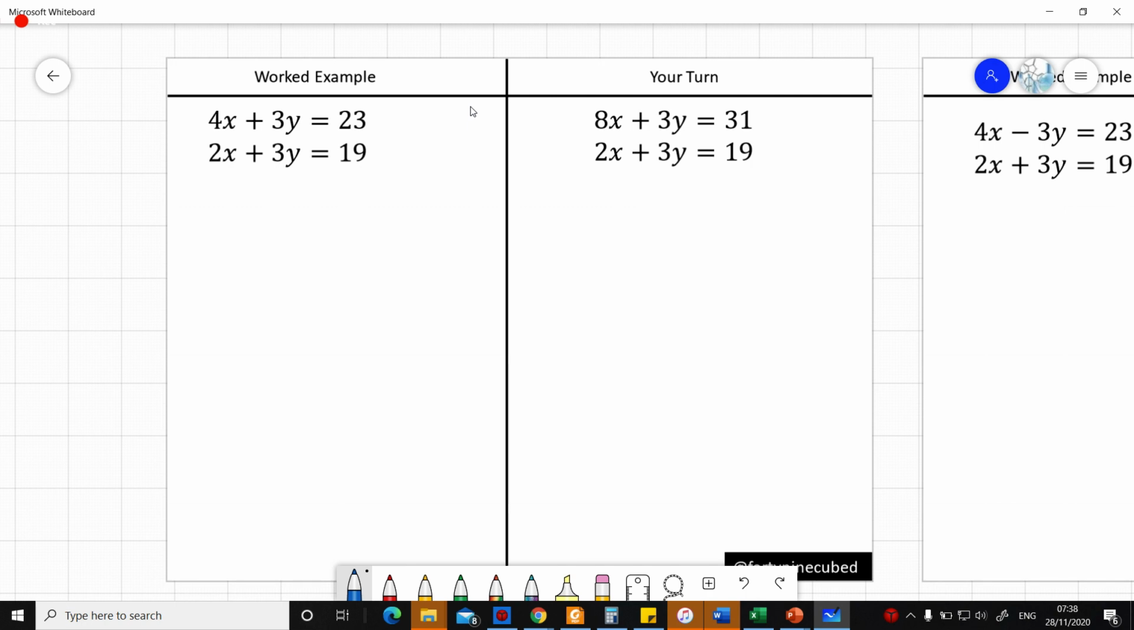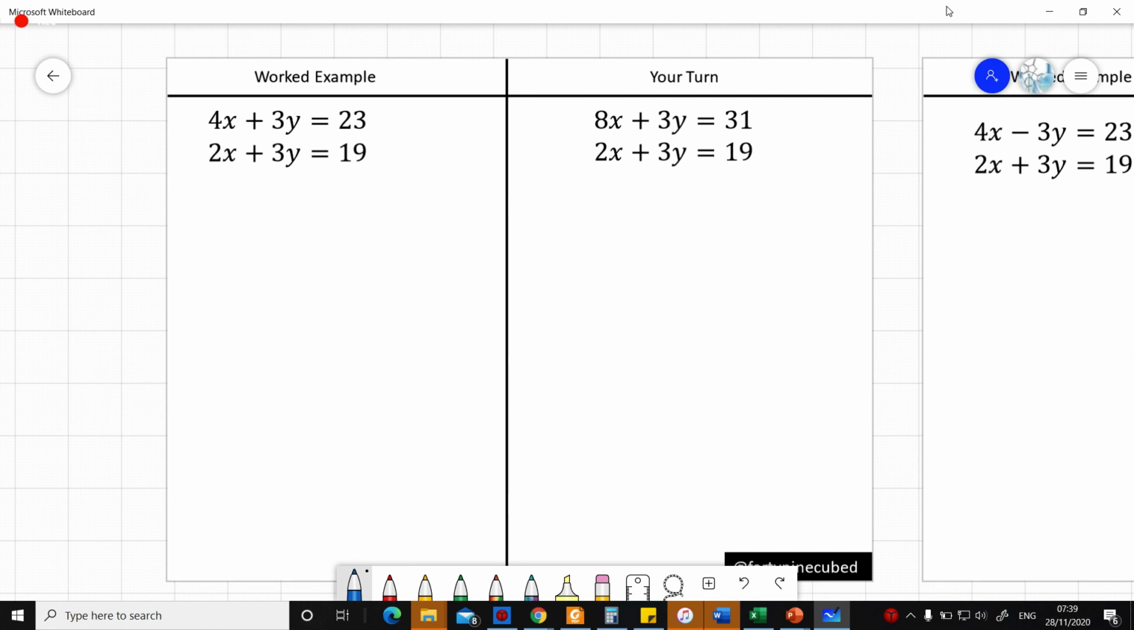So again, I do my lessons like this, a worked example and then your turn. So we have 4x plus 3y equals 23, and 2x plus 3y equals 19. We need to eliminate one of these values. We can see the y's are the same. The x's are 4 and 2, but they are not the same. So we are going to work with the ones that are the same.